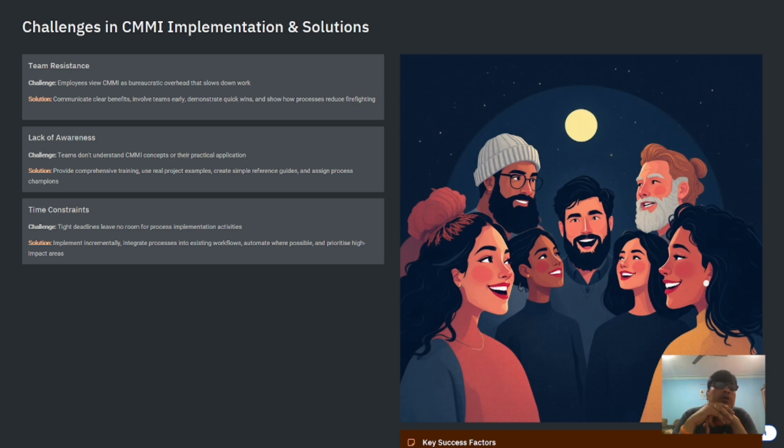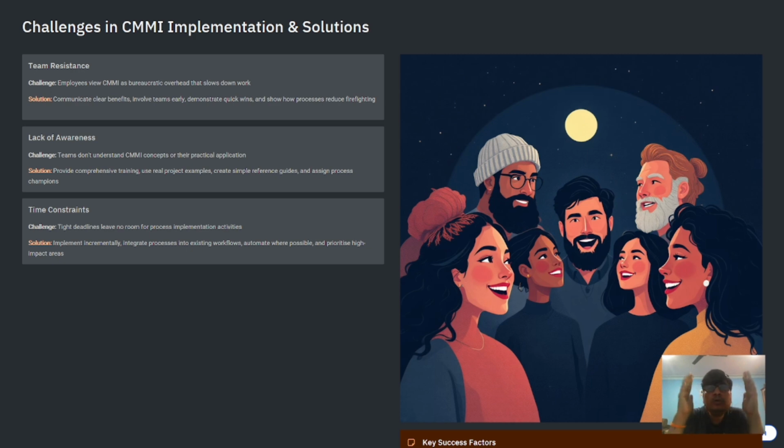The third challenge is time constraint, and it is a frequent challenge which I have seen in projects. We have to implement the process, but we don't have time. We want to implement the process, but we don't have time. Tight deadlines are there. The customer wants the delivery tomorrow. No room is there for processes. You will not be able to implement any activities. So how do we deal with this challenge?